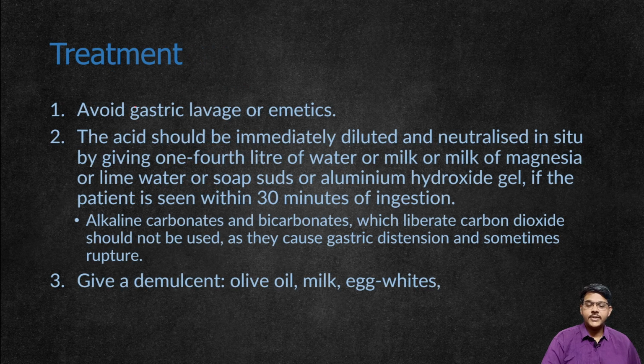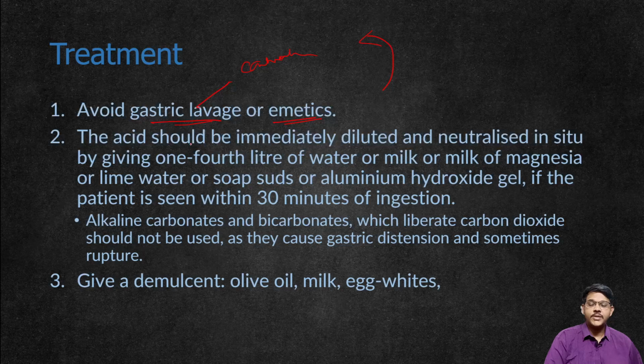Treatment of sulfuric acid poisoning: we should avoid gastric lavage. It is one of the absolute contraindications in corrosive poisoning. If gastric lavage is done, the acid may be regurgitated and may cause more severe damage than intended. Similarly, emetics also should be avoided or should not be given at all.